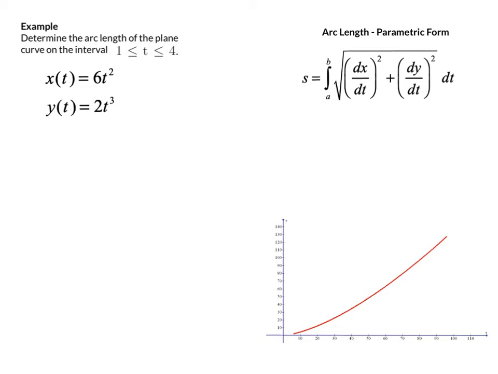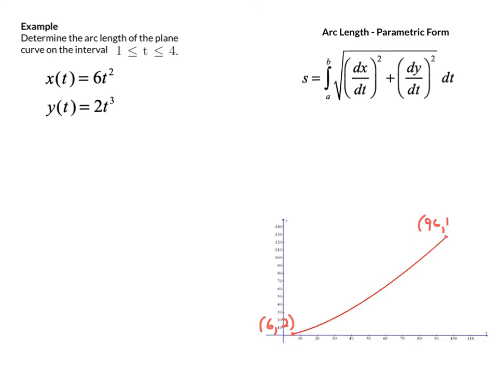Here we're taking a look at the plane curve for the parametric equations x equals 6t squared and y is 2t to the third, on the interval as t goes from 1 to 4. If we take a look at our graph, when t equals 1, this graph is going to begin here at point (6, 2), and then when t is equal to 4, we're going to have this right end point, and that is at point (96, 128).